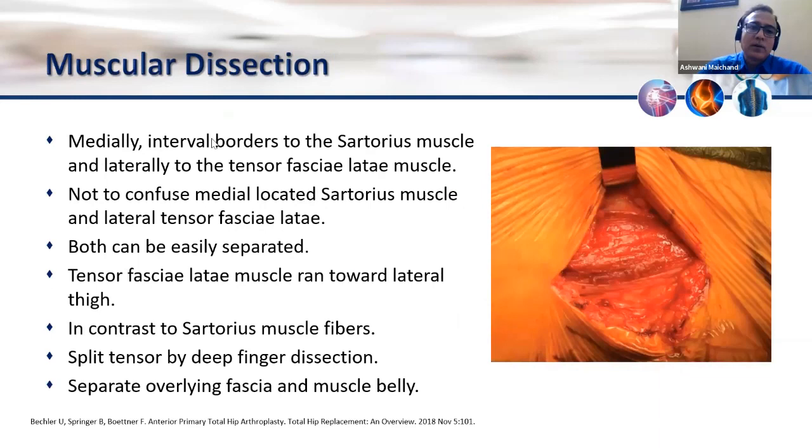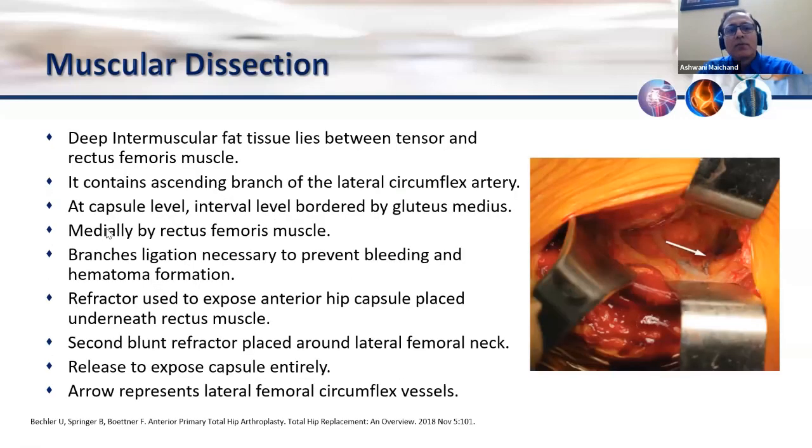So I think this is what we were just discussing. Sartorius, of course, goes medially, and tensor fascia lata goes laterally. So I think we can differentiate very clearly. We have to free the muscle fibers from the fascia anteriorly as well as medially. It's all finger dissection, no knife. And once you breach the intermuscular septum, you go slightly deeper.